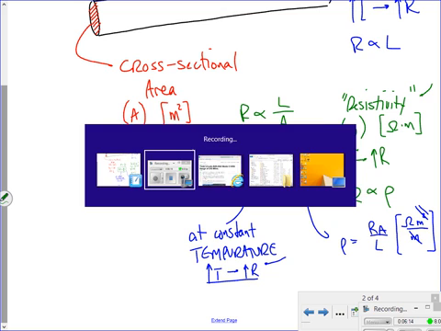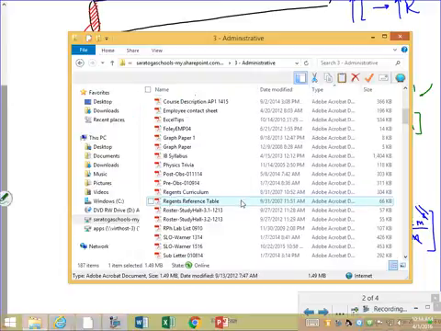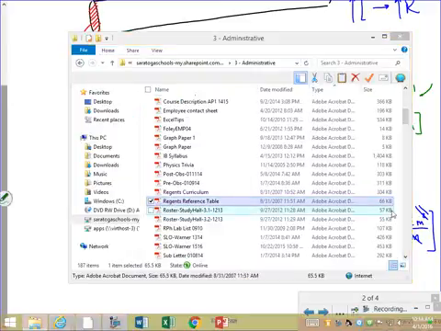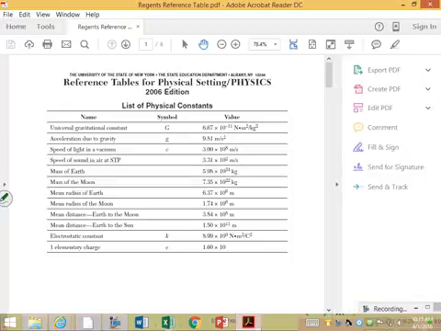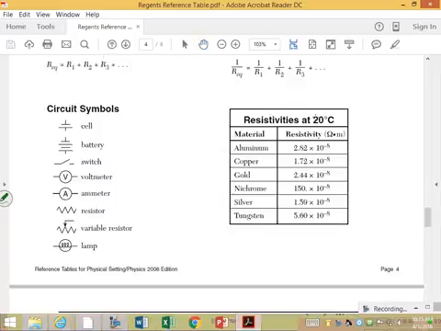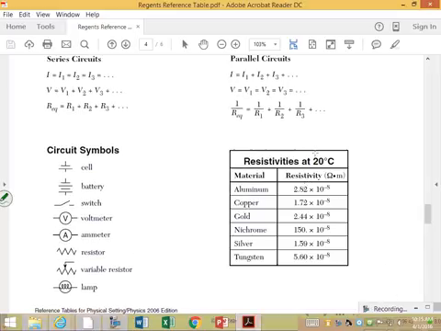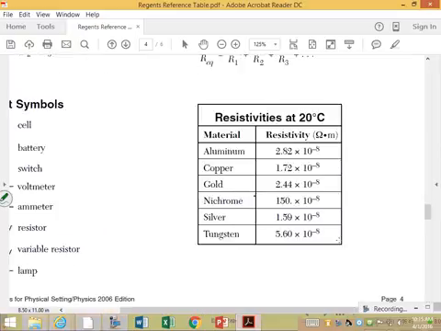On the Regents reference table, there are a few typical resistivities. Notice at 20 degrees Celsius, which is to say at about room temperature. Those are resistivities of some common conductors. The most common conductor that we use being copper.